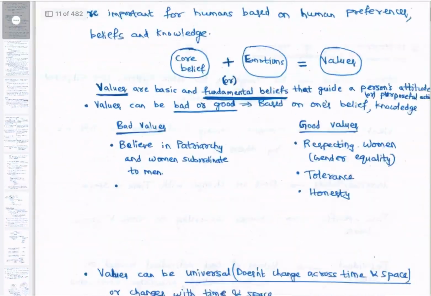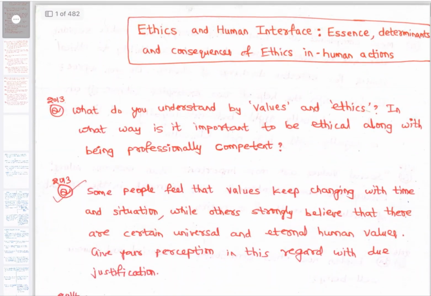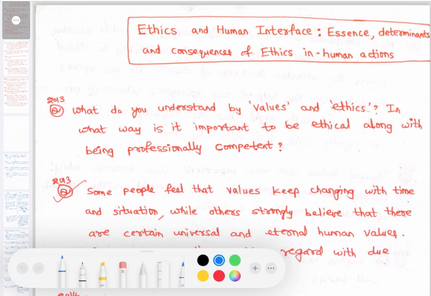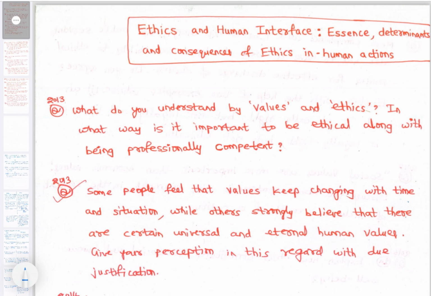first topic. See, the first topic is ethics and human interface. See, in every topic I discuss the questions given in the UPSC exam from the topic. From ethics and human interface, essence, determinants, and consequences of ethics in human actions, the questions asked from this topic are in 2013, one question. See, each question is of 10 marks in ethics, right?